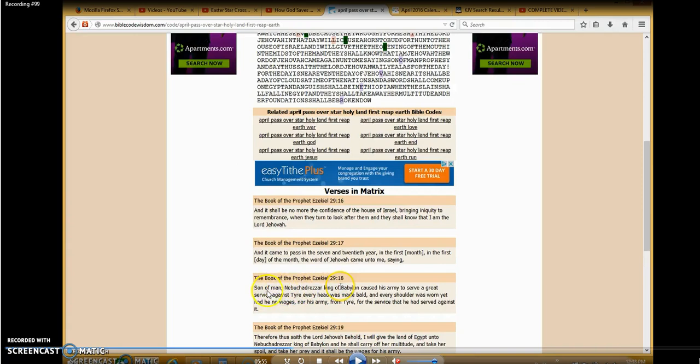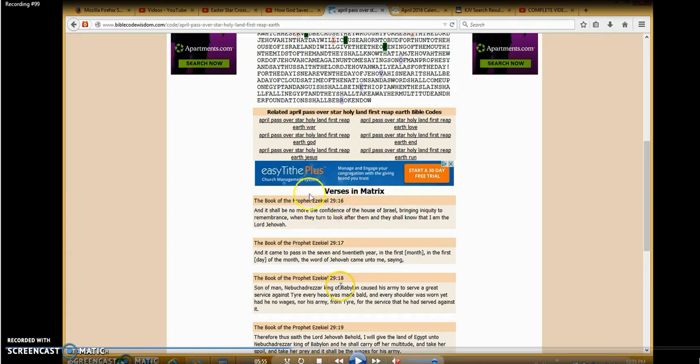But over here it says, Son of man, Nebuchadnezzar, king of Babylon, caused his army to serve a great service against Tyre. Every head was made bald, and every shoulder was worn. Yet he had no wages for his army from Tyre for the service he had served against them. Therefore thus saith the Lord, Behold, I will give the land of Egypt unto Nebuchadnezzar, king of Babylon, and he shall carry off her multitude, and take her spoil, and take her prey, and it shall be the wages for his army. So this is a type of the end time Babylon.